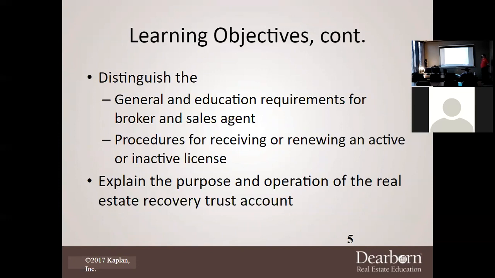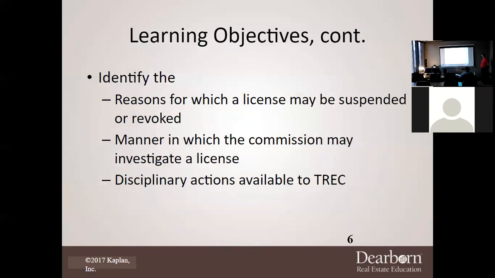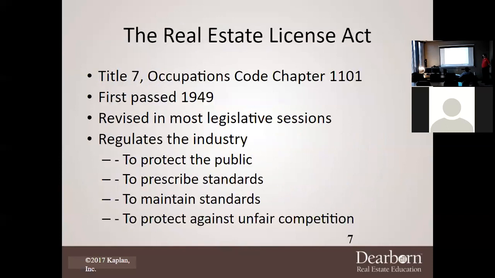We'll also explain the purpose and operation of the Real Estate Recovery Trust Fund. We'll identify the reasons for which a license may be suspended or revoked. We'll discuss the manner in which the Real Estate Commission may investigate a licensee, whatever disciplinary actions are available to TREC. Those are going to be our keys, okay?